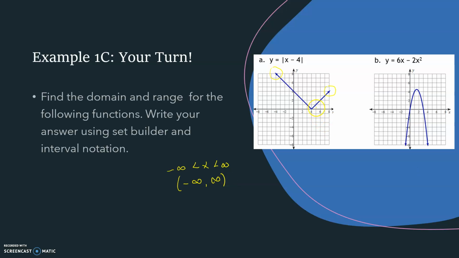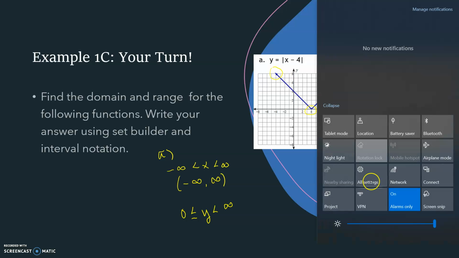And then for the range, we start low to high. Well, the low point has a y-coordinate of 0, and there is actually a point there. And then it goes to infinity because that arrow is continuing up. That's letter A. Letter B, left has an arrow, right has an arrow, so the domain is negative infinity to infinity. And then the range, the bottom point has an arrow, so the range is going to start at negative infinity. The top point looks like it has a y-coordinate of about 4.5.